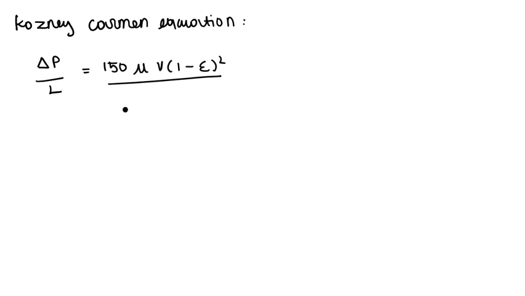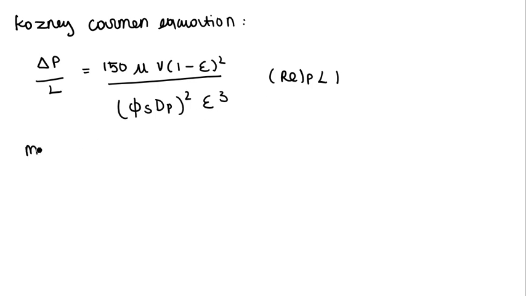The Kozeny-Carman equation. So what is the equation? It is a very important formula you need to remember. Del P by L is equal to 150 mu V, where V is velocity, into (1 minus epsilon) whole squared, epsilon being porosity, divided by phi s squared dp squared, where dp is the diameter of the particle, into epsilon cubed. It is a very important formula. It is applicable for the condition that Reynolds number of particles is less than 1. It is also very important.